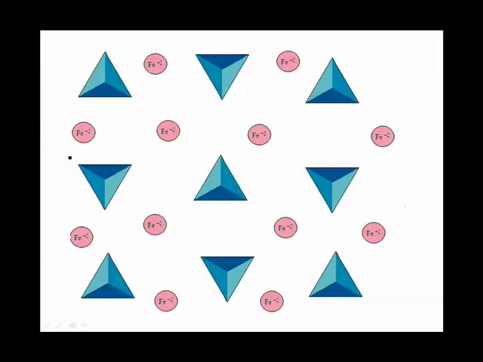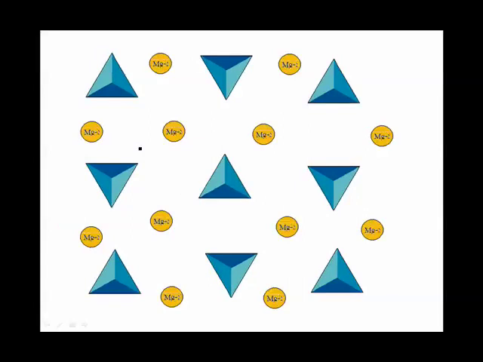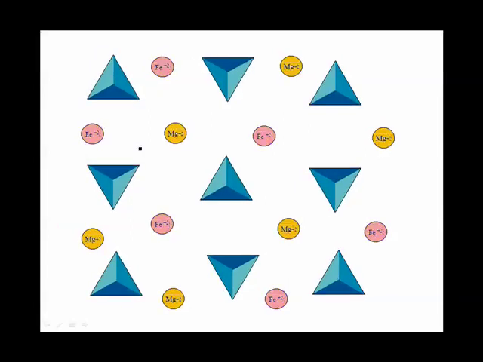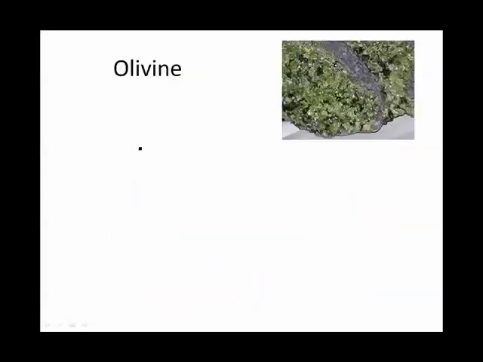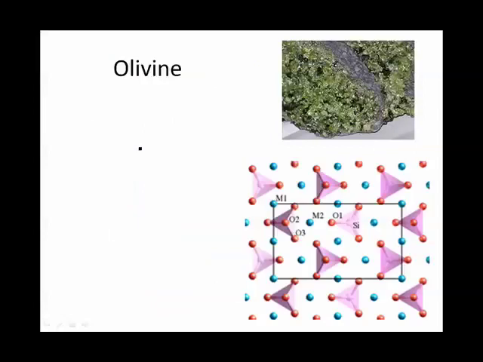The positive charge of the iron cation is attracted to the negative charge of the oxygen. This bond that it makes is an ionic bond. Now, the ionic bond is not as strong as those covalent bonds within the tetrahedron, but it does the job. You could instead use magnesium, does the same thing, or you could choose to use both magnesium and iron in any combination you wanted. That's the case with olivine, this olive green mineral.